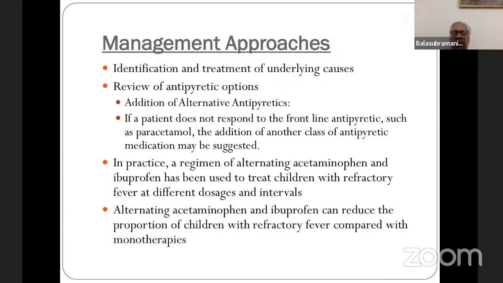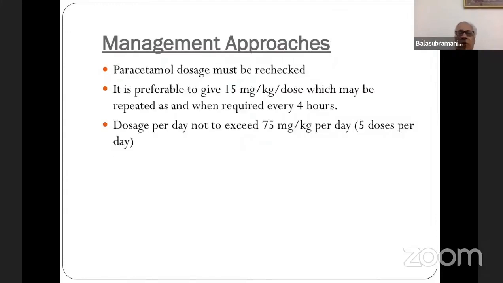Of course, you must always identify and treat the underlying cause. It's easier said than done. Most of the time, you don't know the cause for fever. Most of the time, the fever is viral, for which no specific treatment may be available. Or sometimes you may have a specific disease like malaria, UTI, you can treat. Coming to the antipyretic options, what are the options available? One is you can add an alternative antipyretic. For example, you give paracetamol, you give ibuprofen for the next dose. In fact, various studies have shown whether it is a single drug or combination, that is acetaminophen and ibuprofen alternating doses, the effect on fever is nearly the same. So there is no rationale in combining acetaminophen with ibuprofen.